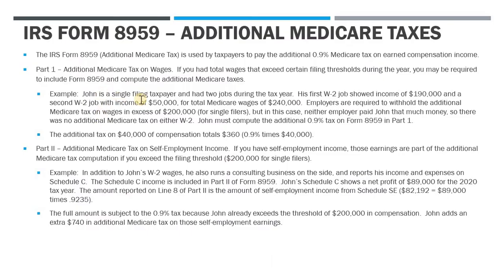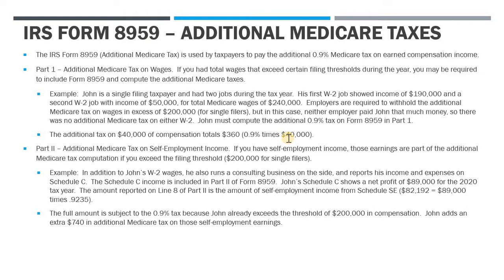Okay, so our example here, we have John. He's a single filing taxpayer, and he had 2 jobs during the year. His first job, W-2, shows income of $190,000, and the second W-2 job, income of $50,000. So total Medicare wages are $240,000. Now, the reason why we highlight that they're separate here is because employers are required to withhold that additional tax on wages if they exceed $200,000 for the single filers. But in this case, you see here with the $190,000 and then the $50,000, neither employer paid John more than $200,000, so neither employer had to withhold the additional tax.